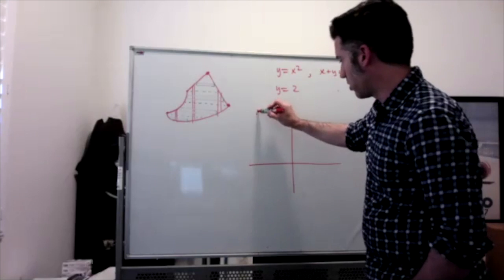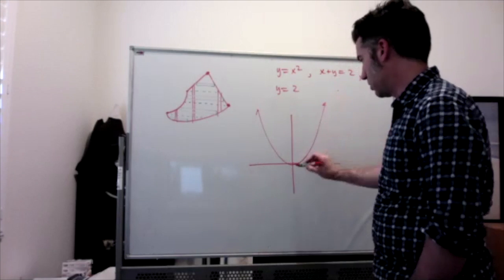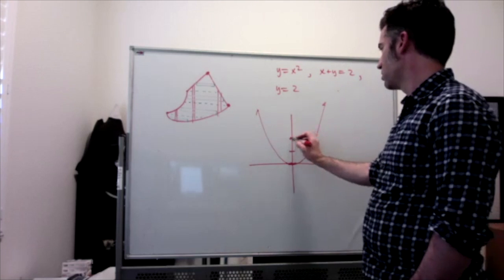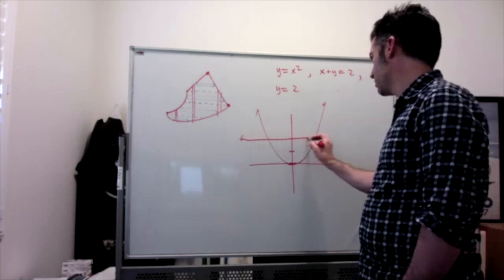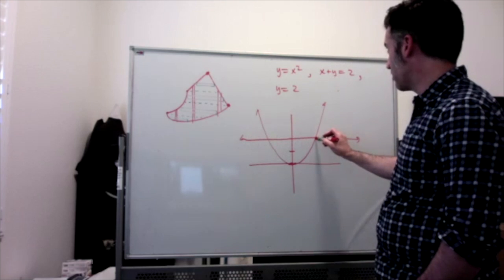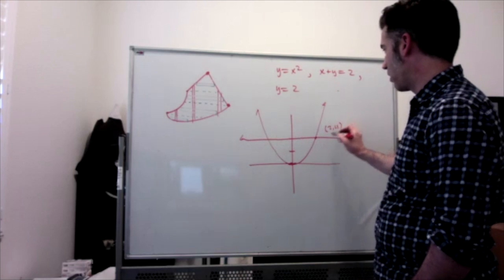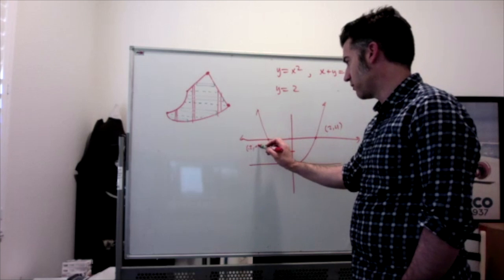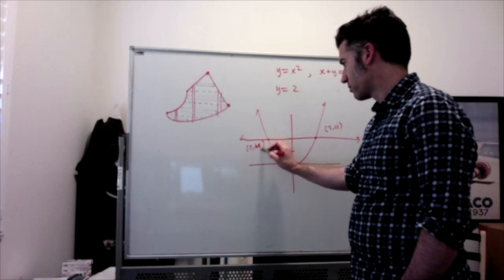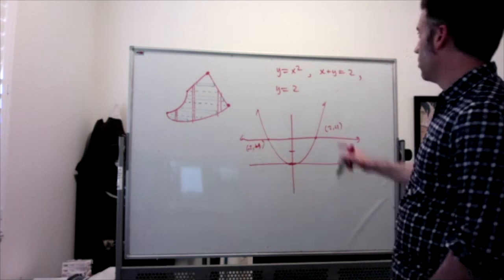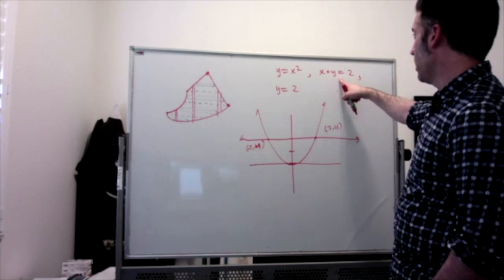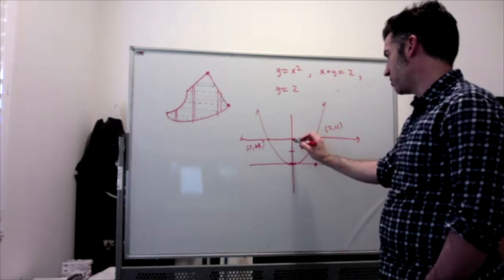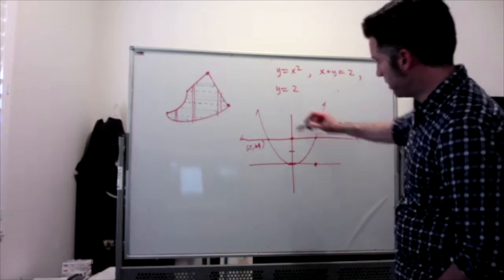Y equals x squared looks like this, with the origin like that. And y equals 2, the horizontal line, does that. These would intersect at the point 2, 4, and negative 2, 4. And then x plus y equals 2 has an x-intercept at 2 and a y-intercept at 2. So that's going to look like this.